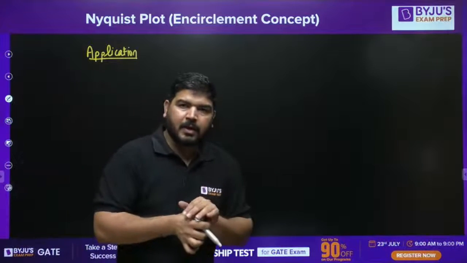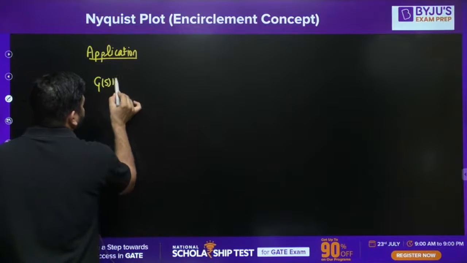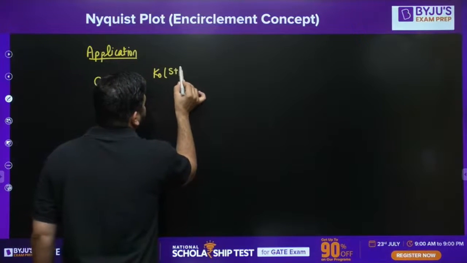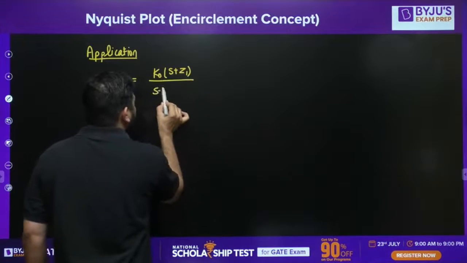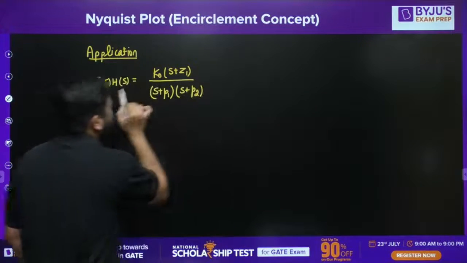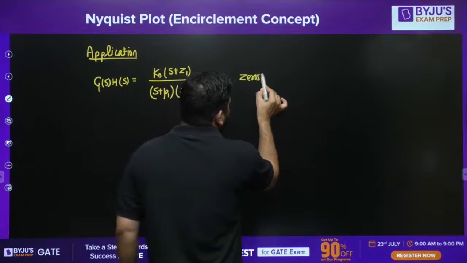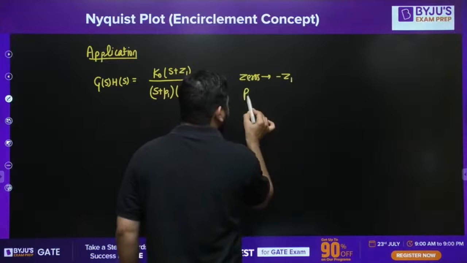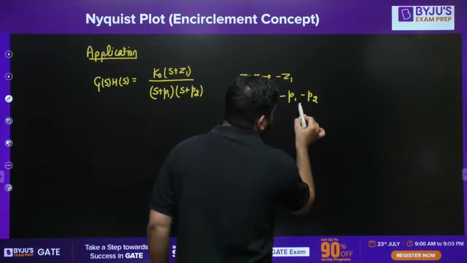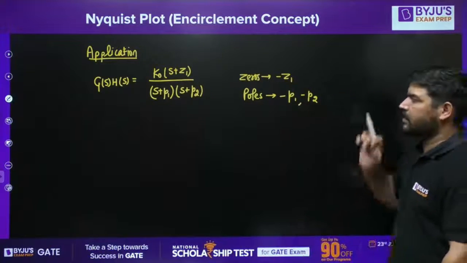Before going into that, I'm telling you two points that you need to remember. Let's say we are provided with some G(s)H(s), like this: K naught into (s plus z1) divided by (s plus p1)(s plus p2). Let's say this is my G(s)H(s). Now the zeros of G(s)H(s) are minus z1, and the finite poles are minus p1 and minus p2. So these are the finite poles, these are the finite zeros. These are the poles and zeros of the open loop system, G(s)H(s).